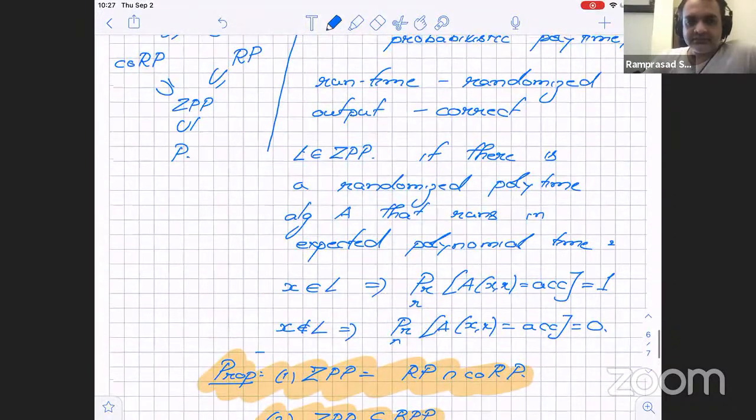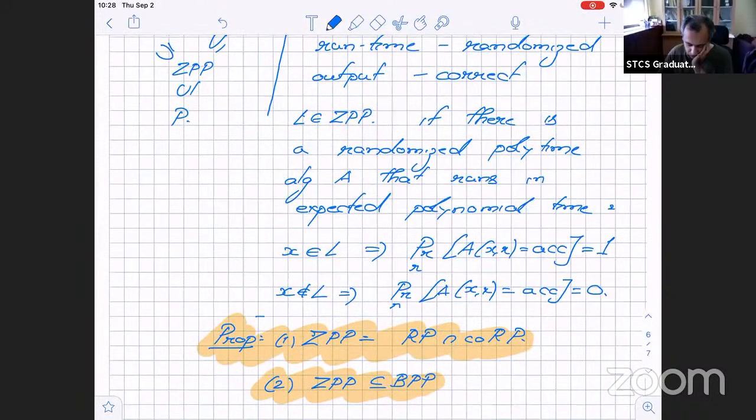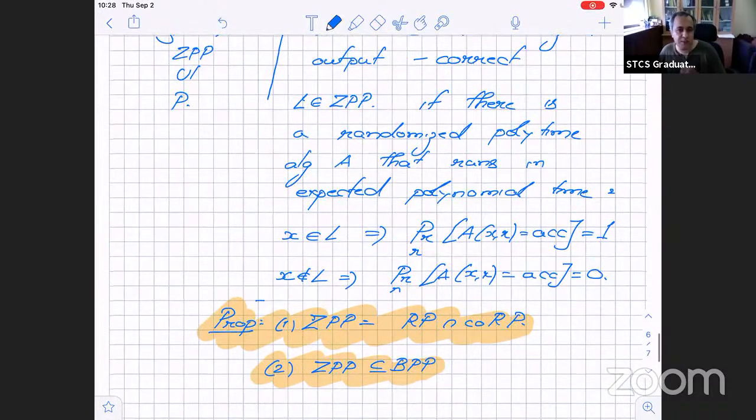So only the first statement of the proposition, that implies the second already, right? First implies the second. Once you realize ZPP is in RP intersection co-RP, it's clear. But you don't need the first to prove the second. Because it's expected polynomial time, you can run it for twice the expected time, and if you don't get an answer by then, you just flip a coin and answer according to the coin. That easily shows ZPP is in BPP. The first one is a stronger implication.